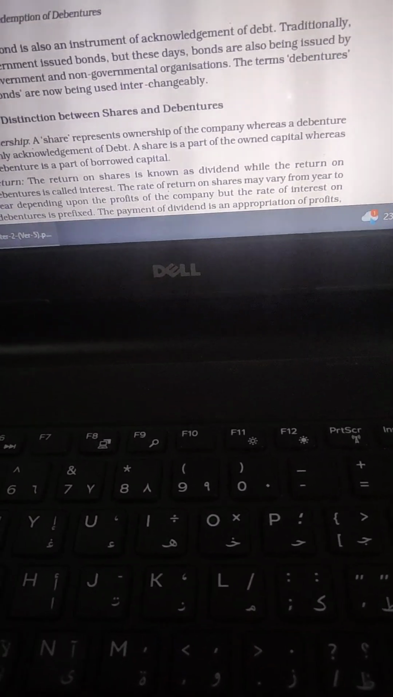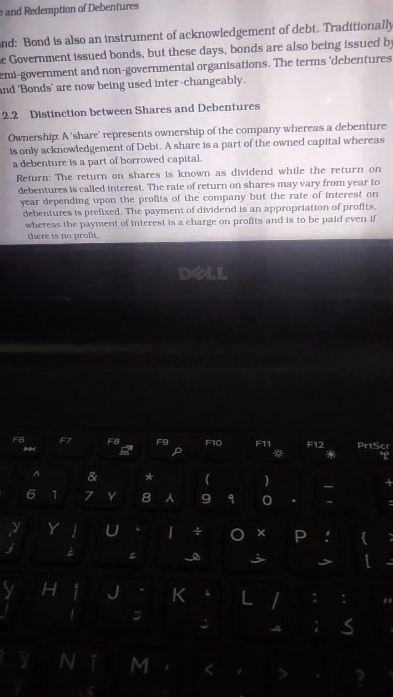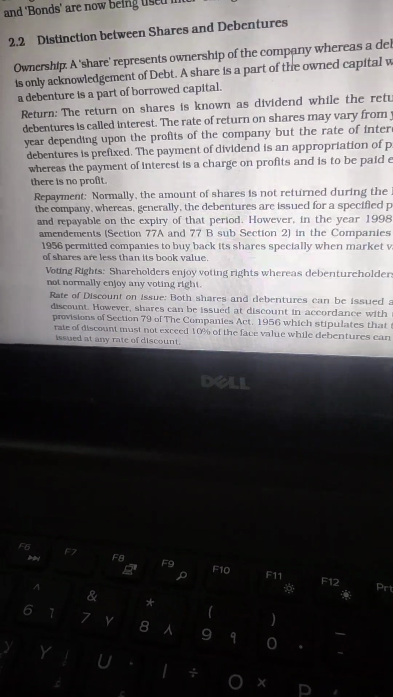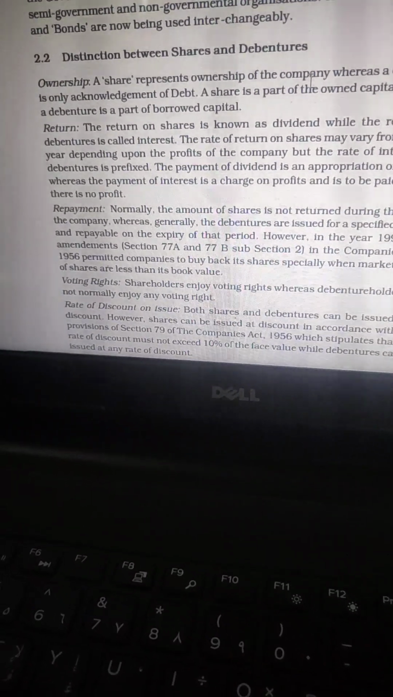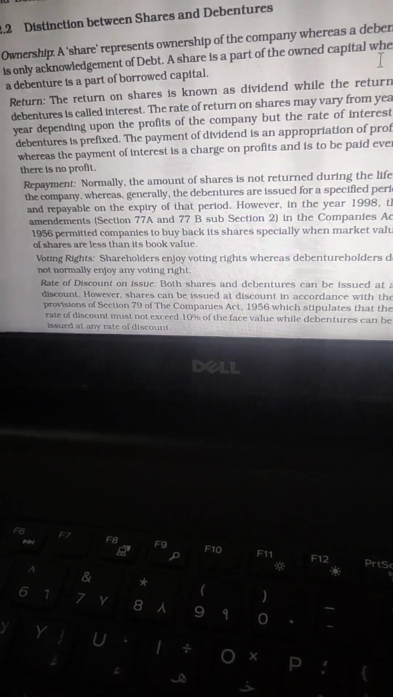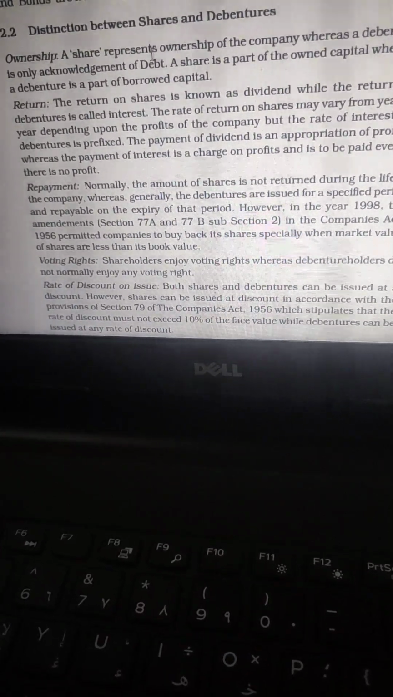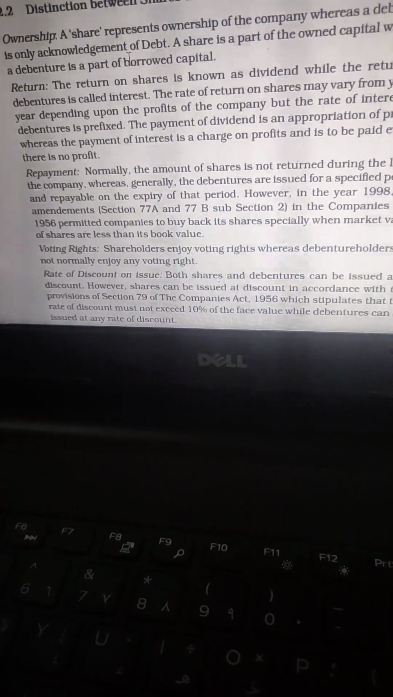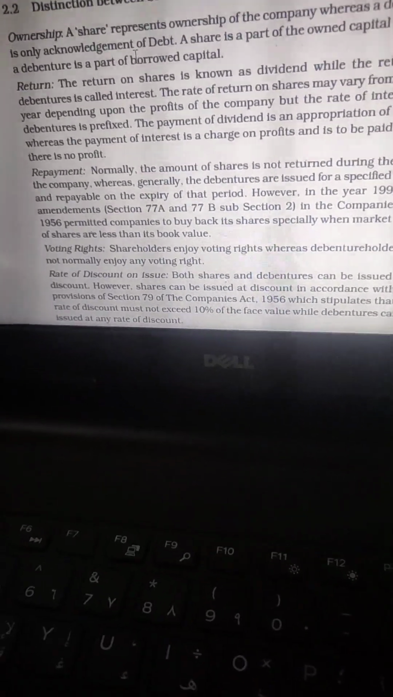Then we will discuss the distinction between shares and debentures. The first point of difference is about ownership. A share represents the ownership of the company. Those who invest an amount in the company as shares are known as the owners of the company, whereas the debenture is an acknowledgement of the debt. Those who give debentures or debt to the company do not become the owners. Debenture is only an acknowledgement that they are giving debt.